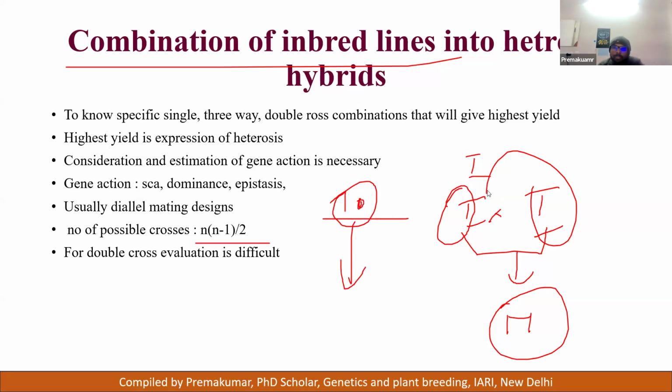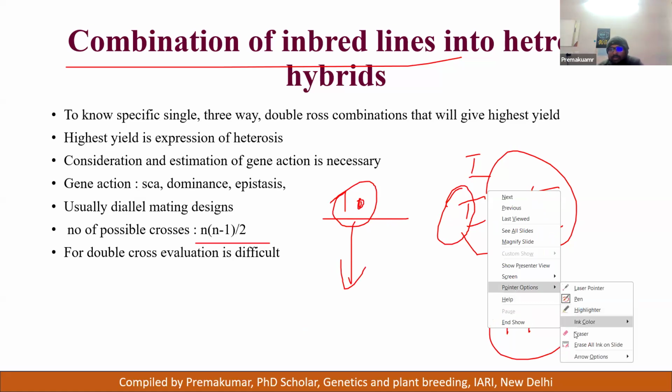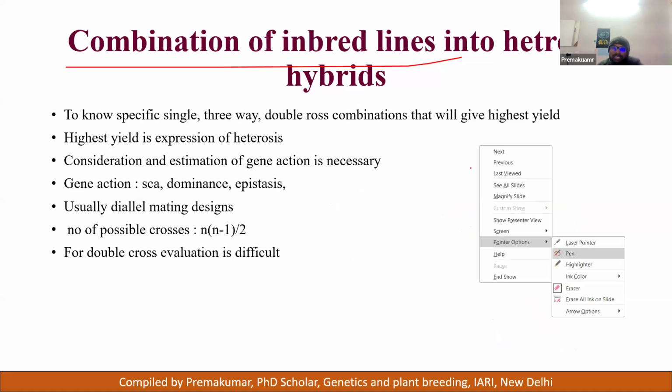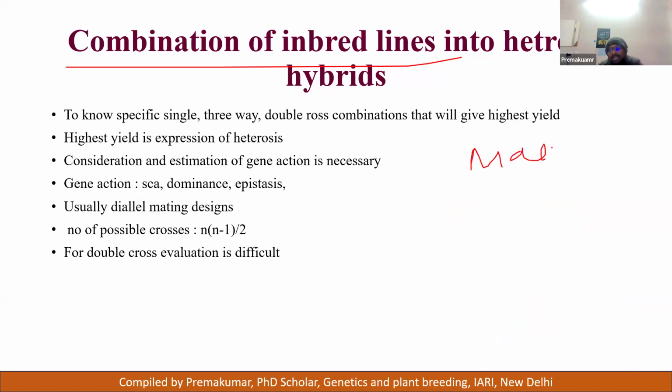Then what do you have to do? How to select? Normally you have to go for some mating designs: diallel mating, line into tester cross. Okay, you have to go for some mating designs. Which mating designs are available? Anyone guess?